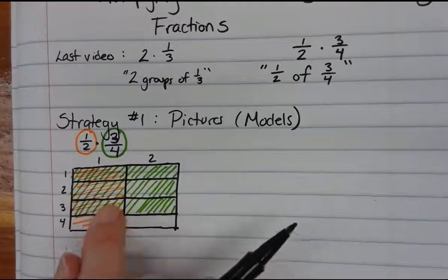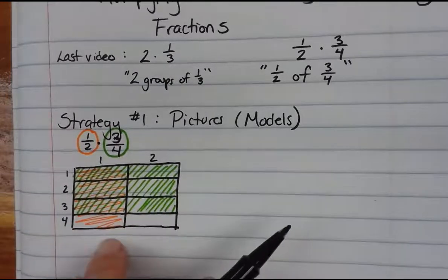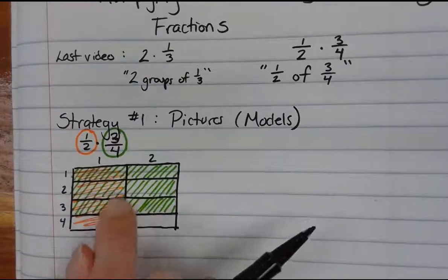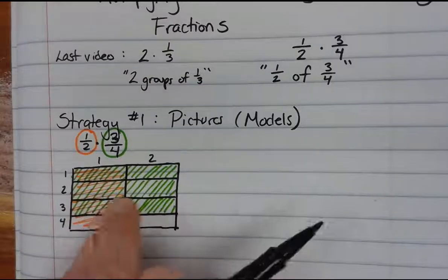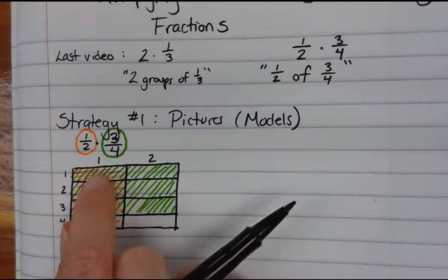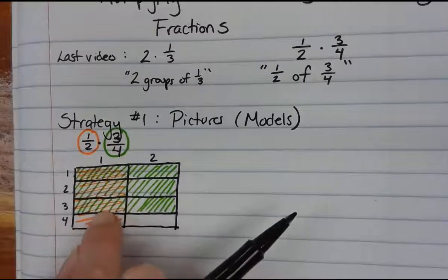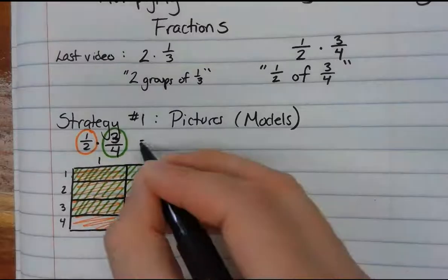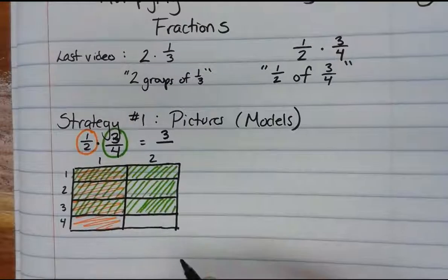We look for the pieces that got shaded twice. That represents half of the 3/4. And so I'm going to count the double shaded pieces. So 1, 2, 3. There are 3 pieces that got double shaded. Out of how many total?